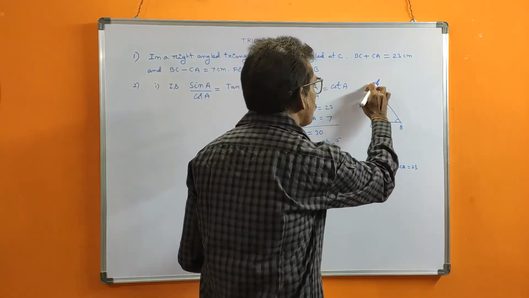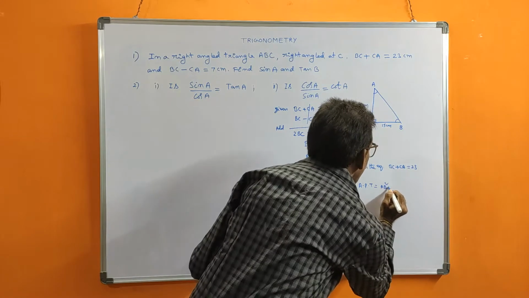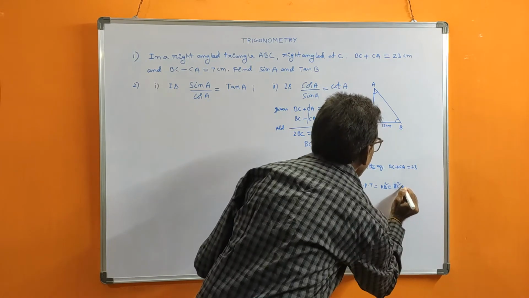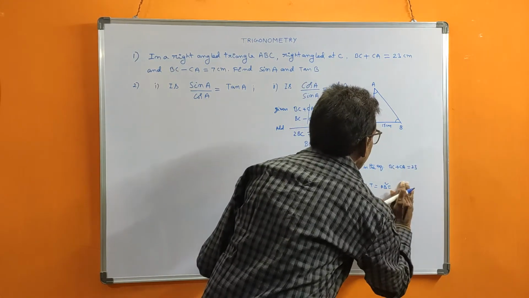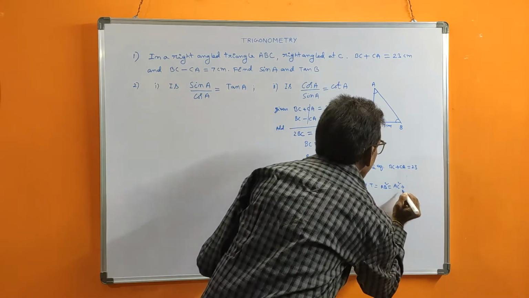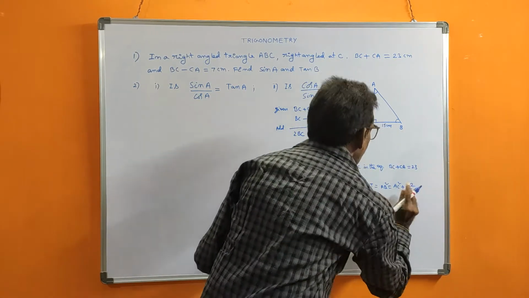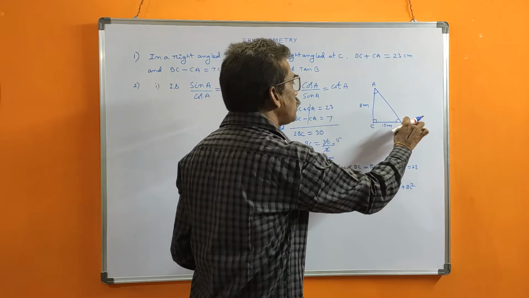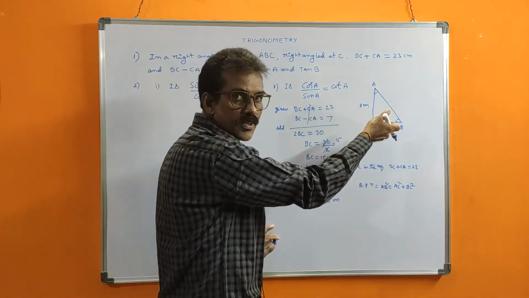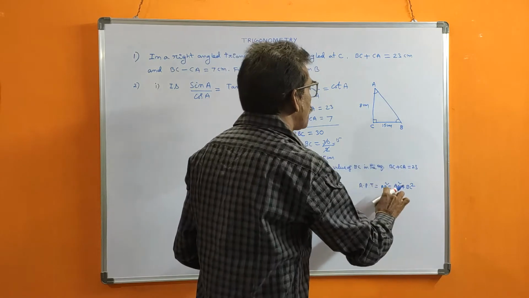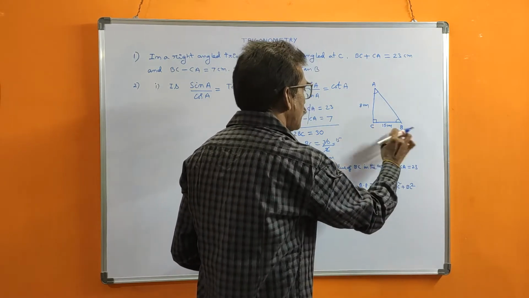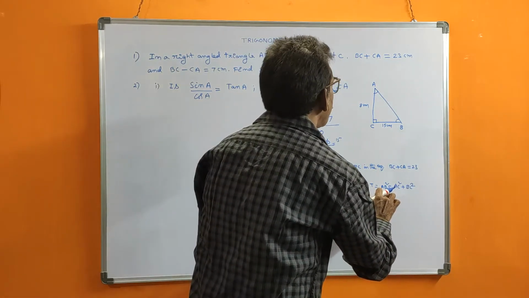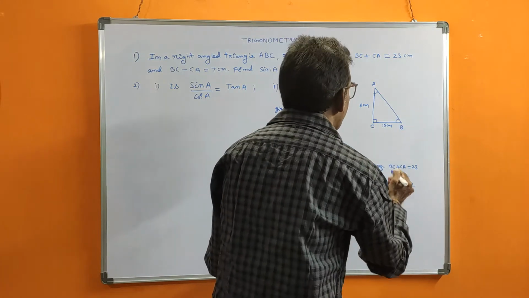For any triangle, Pythagoras theorem means first hypotenuse square is equal to one side square plus the other side square. According to the triangle names only you should write, don't confuse. Sometimes hypotenuse AC comes frequently, but here no, AB is the hypotenuse. AB square is equal to AC square plus BC square.